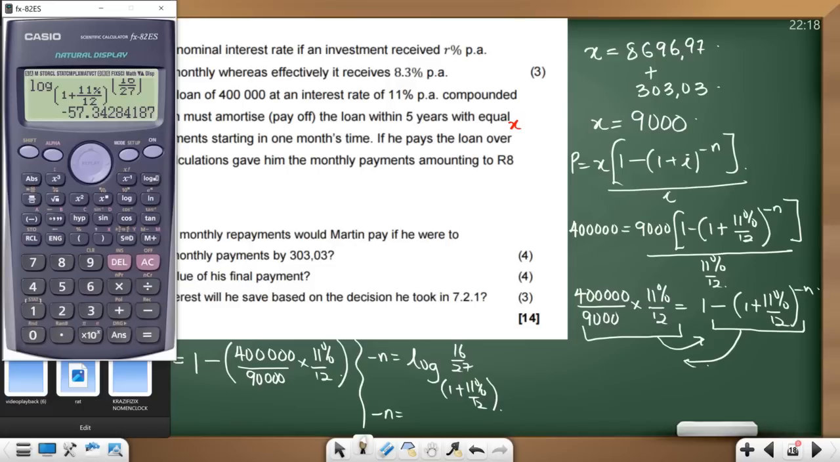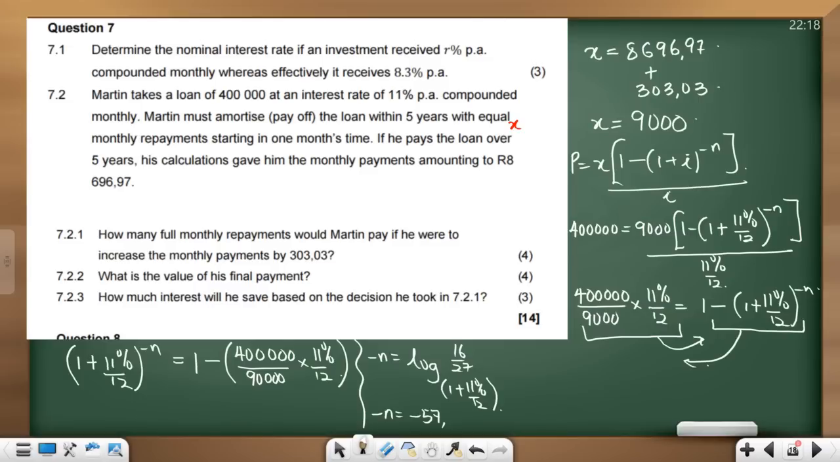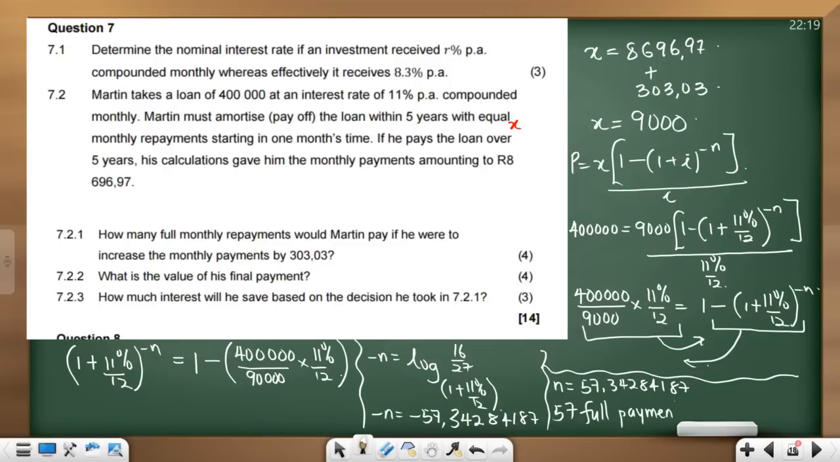Okay, so what is my n? I'm getting negative 57, comma. I need the comma. 3, 4, 2, 8, 4, 1, 8, 7. Okay, and that gives me how many full payments? First, let's write 3, 4, 2, 8, 4, 1, 8, 7. But full payment would be what? 57 full payments. Now, what is its final payment?